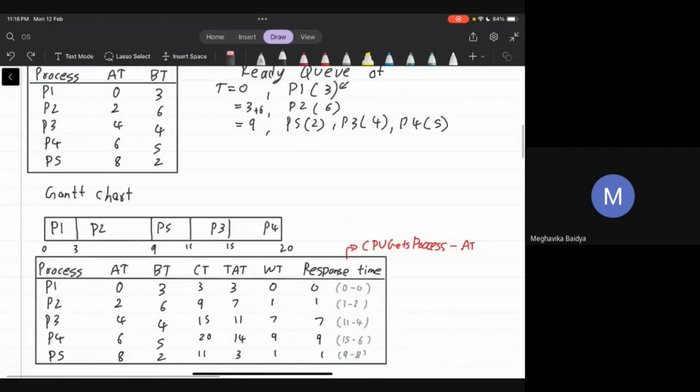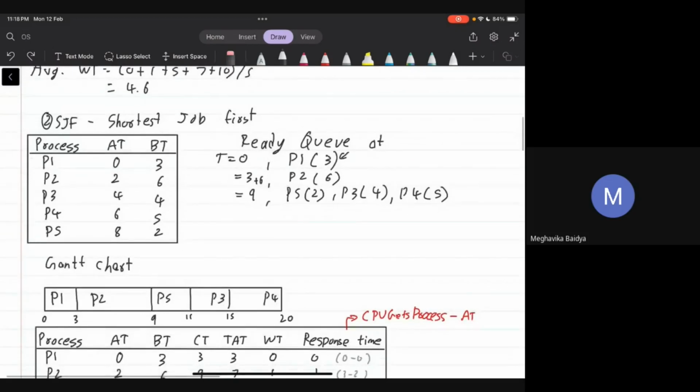So this is now your Gantt chart. We were here at P5 of burst time 2. You will take the shortest job from here, the shortest process. P5 has burst time 2, so we'll first take that. Then P3 has burst time 4, so we'll take that. Then last comes P4 of burst time 5. This is your shortest job first.